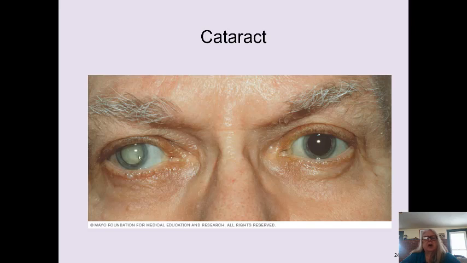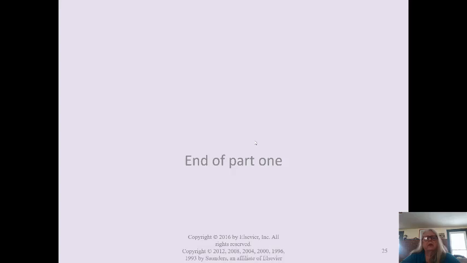There's a cataract. This side has probably been surgically repaired, and this side needs to be repaired. That's the end of part 1.